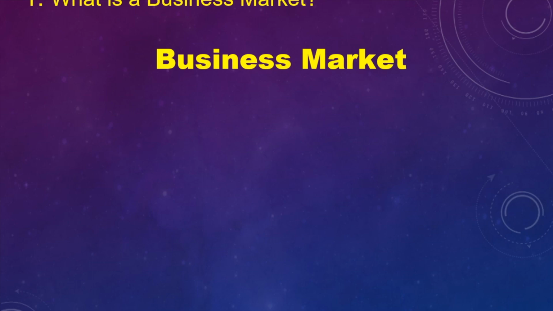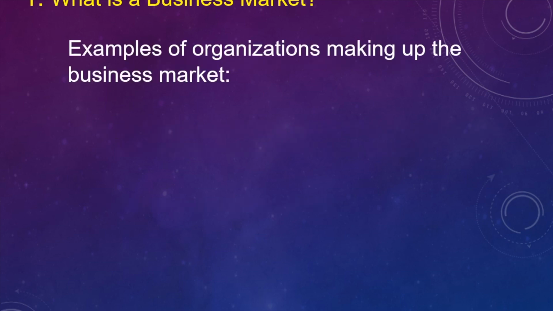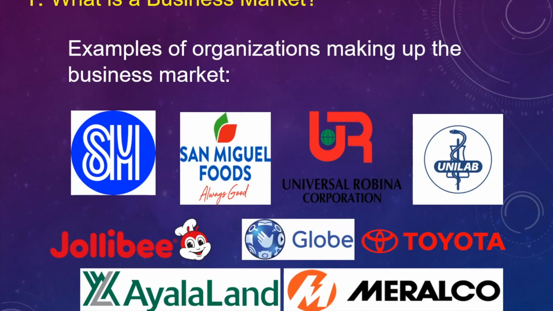To start, what is a business market? The business market consists of all organizations acquiring goods and services used in their production. It is also called the B2B or business-to-business marketplace. Examples of organizations making up the business market are the following. These companies acquire goods and services in order to transform and produce their own products.